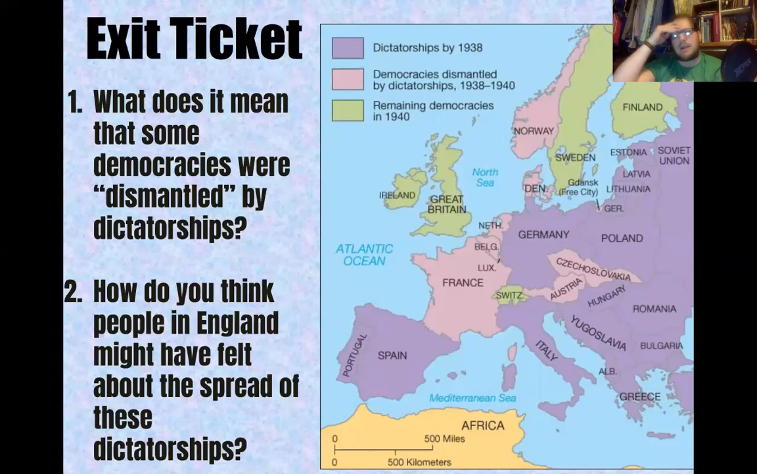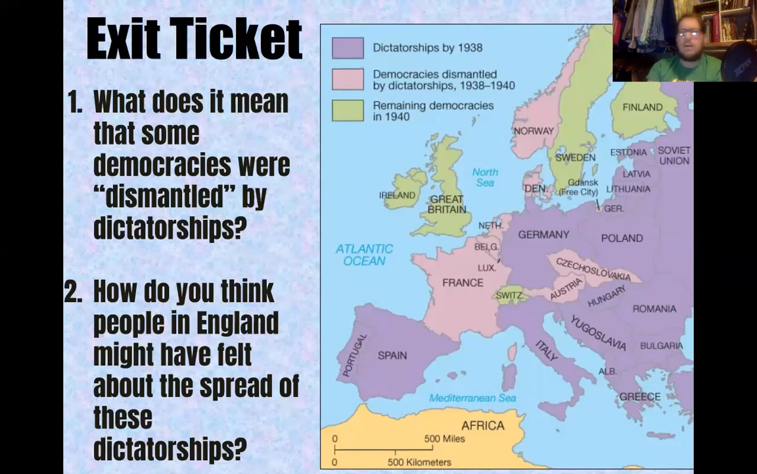So the last thing that I want you to think about, and the second thing that we will talk about during our first week of office hours, are these two questions at the end. Number one, what does it mean that some democracies were dismantled by dictatorships? And I want you to look at the color coding of the map of Europe to help you answer that question. And then two, think about Great Britain, right?